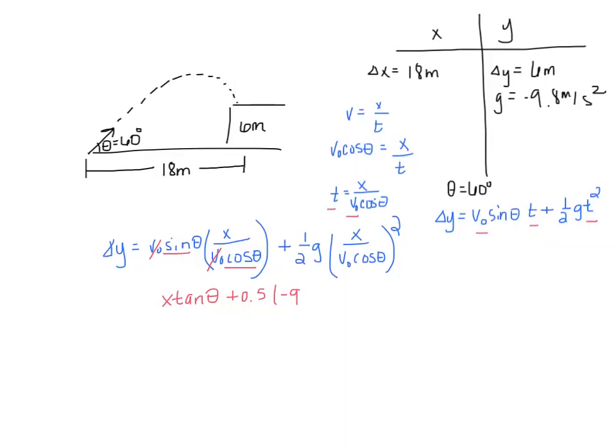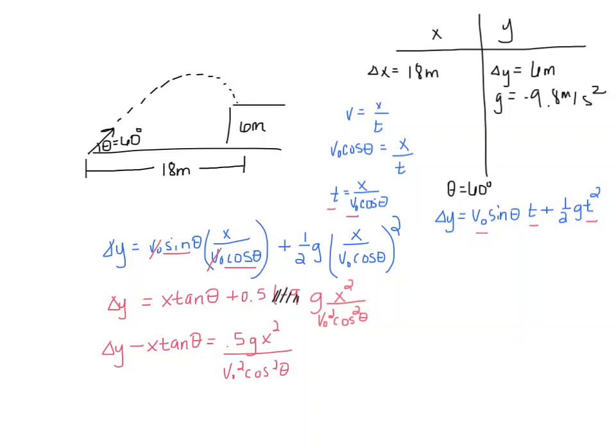So that becomes divided by v naught squared times cosine squared theta. So again, the goal is to get v naught by itself. So with some algebra, you're going to get delta y minus x tangent theta is equal to 0.5 g x squared over v naught squared cosine squared theta.